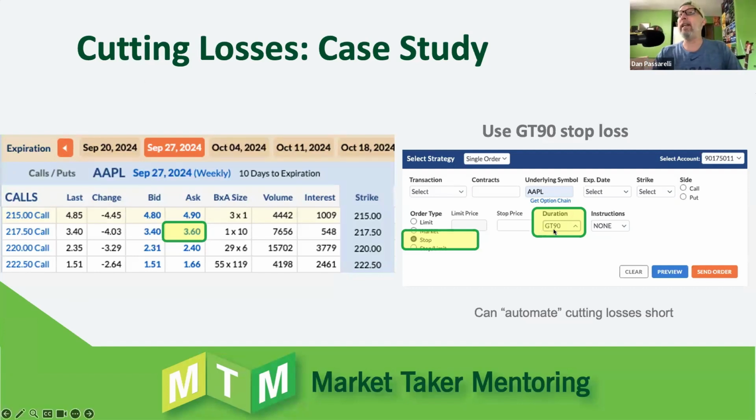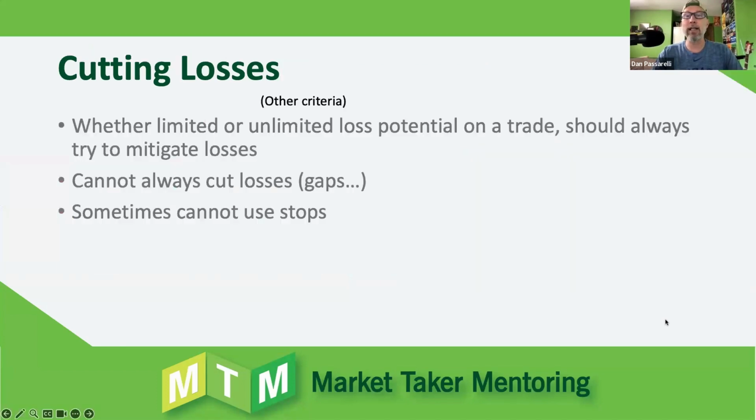So I can put in a GT90 order, which is good till 90 days from now, or until I cancel it, or until it fills. And I can automate cutting my losses short. And just let that loss in. GTC means good till canceled, or GT90 means good till 90 days from now. I put in that stop loss today, and it's still there tomorrow. It's still there the next day. It's still there until 90 days later. Whether limited or unlimited loss potential on a trade, we should always try and mitigate losses. Because, people who sell naked or even cash secured puts.